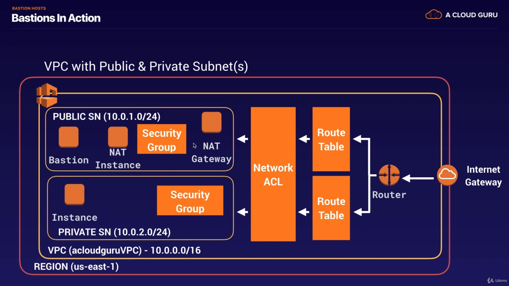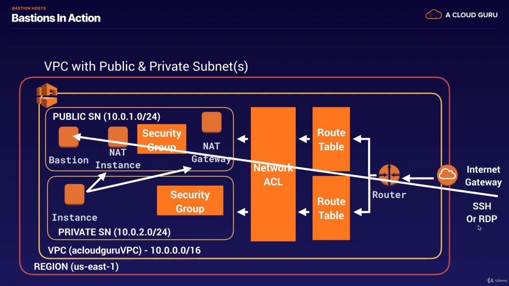So when our instances in our private subnets need to access the internet, they do so via either a NAT instance or a NAT gateway. That's when they're downloading patches or installing software, etc. But if we need to go in and administer this environment, what would typically happen?